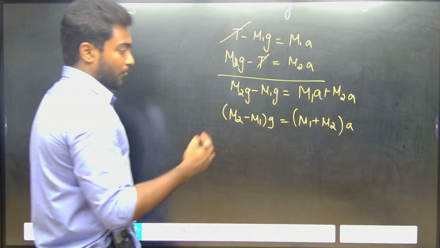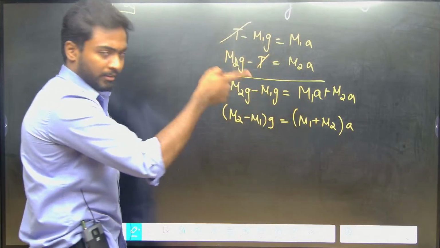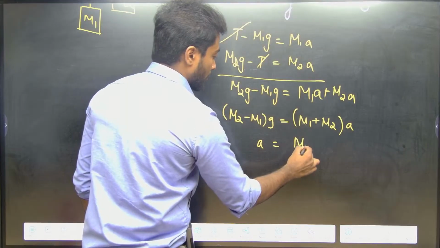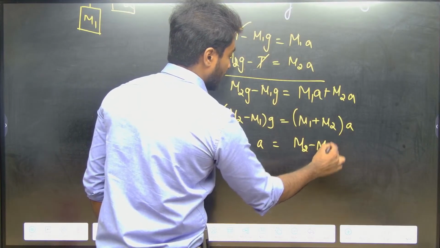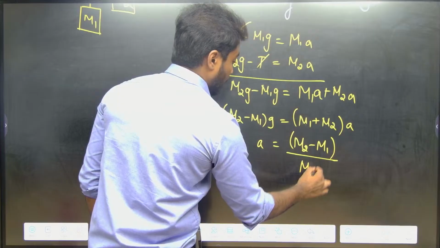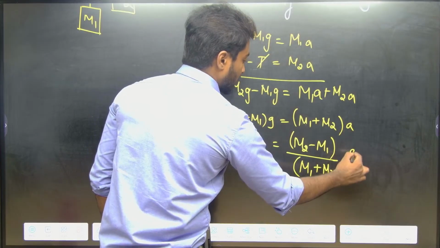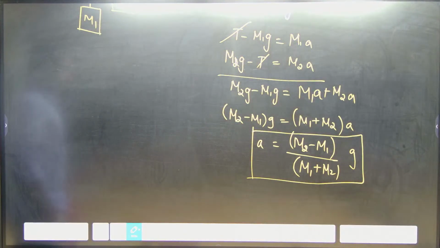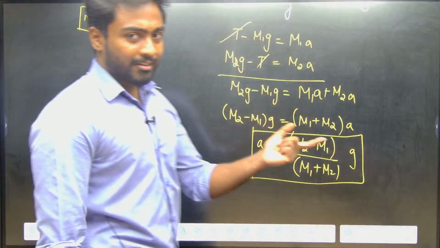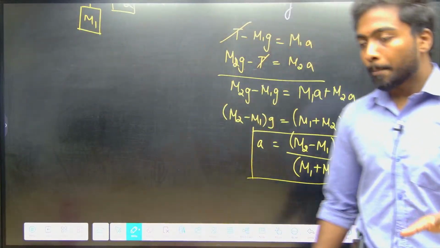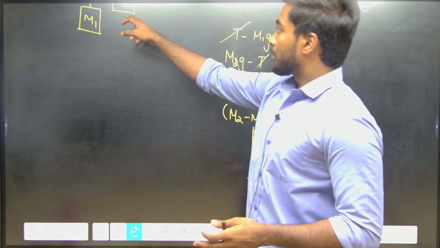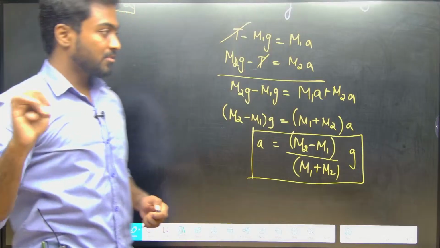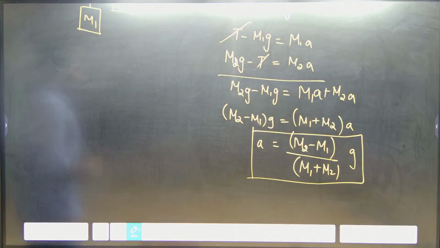Okay. So if I want acceleration, what I should take? Keep the acceleration one side, remaining term the other side. A will be equals to M2 minus M1 by M1 plus M2 into g. This is my acceleration. So for M2 different acceleration, for M1 different acceleration? No. Whatever the acceleration M2 is going, the same acceleration M1 is going upward. Okay, that's the thing we should concentrate here.